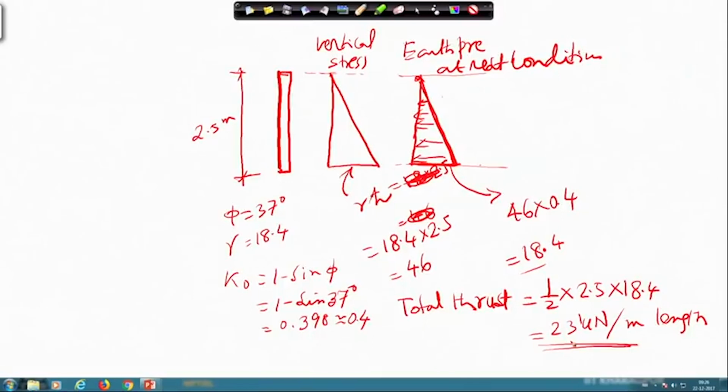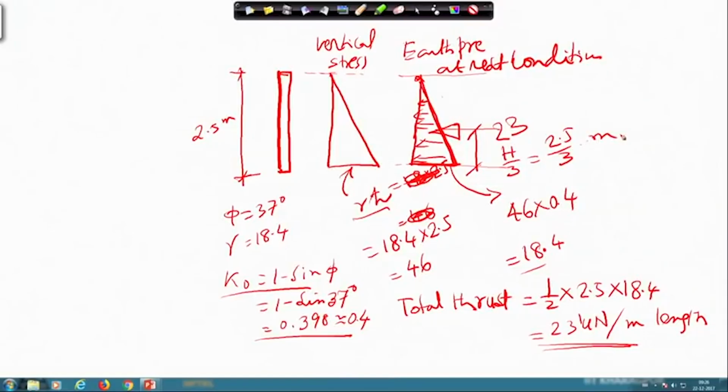So, this is a very straightforward application. We have calculated the coefficient of earth pressure at rest condition, 1 minus sin phi. Then we have got vertical stress, that multiplied by k naught we have got lateral stress, and then we have found out the area to calculate the thrust. And where will it be acting? This thrust, suppose 23, will be acting at a height equal to h by 3, equal to 2.5 by 3, whatever it is, in meter.